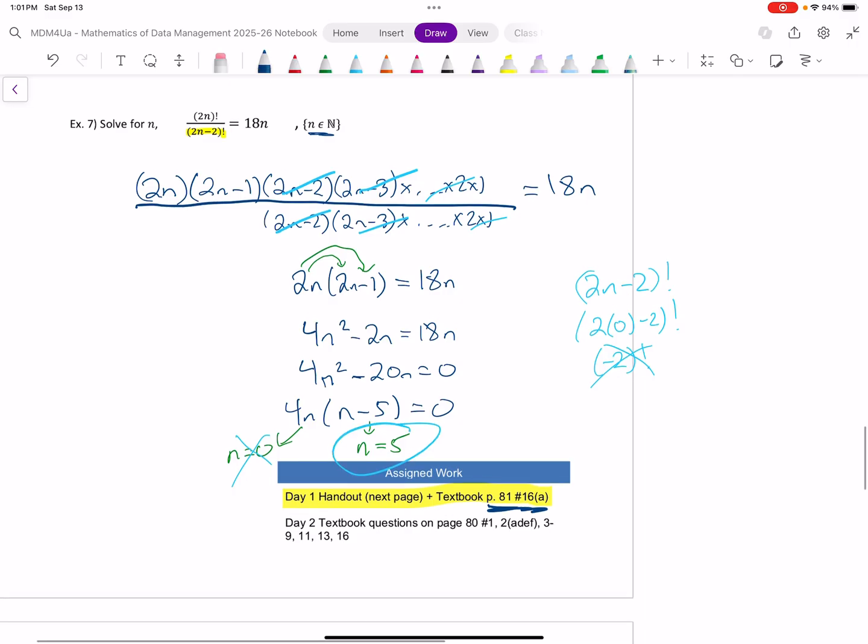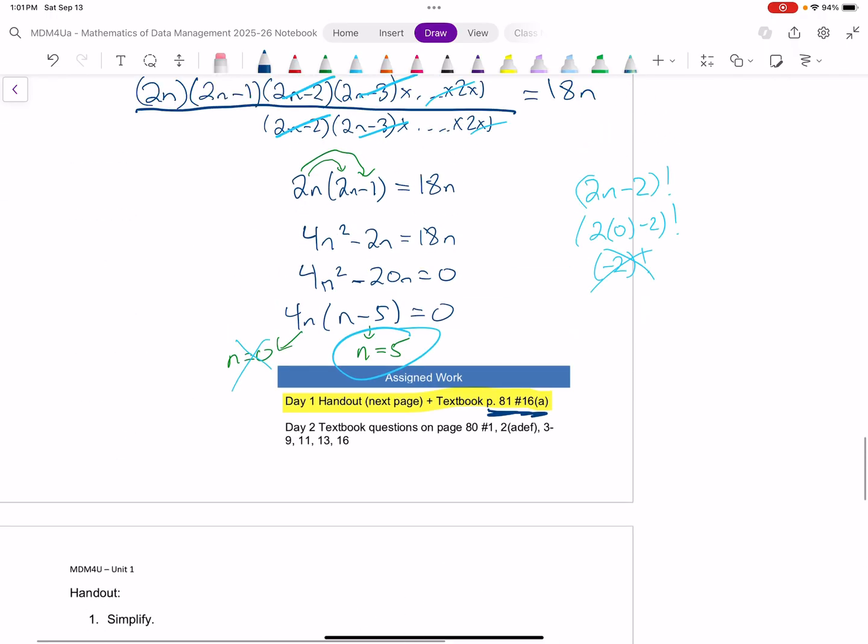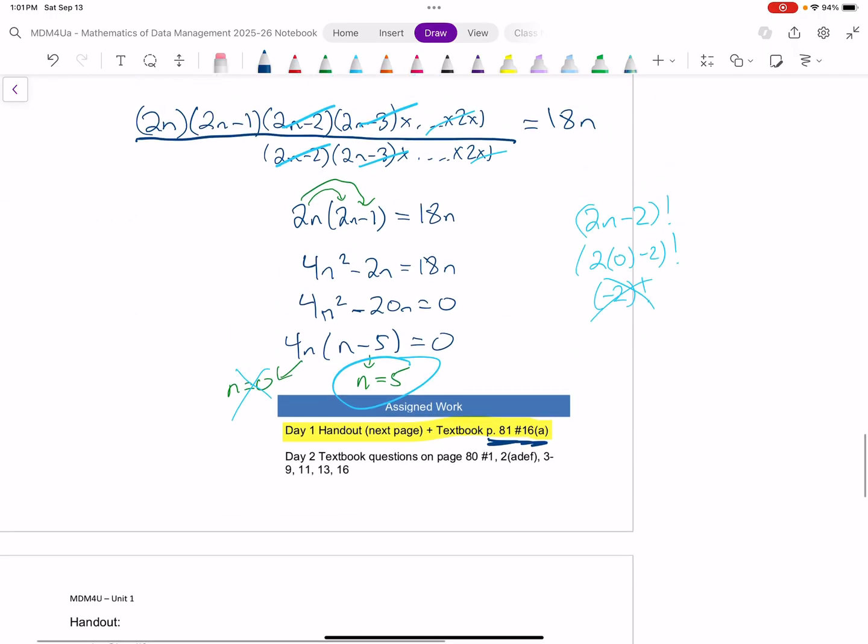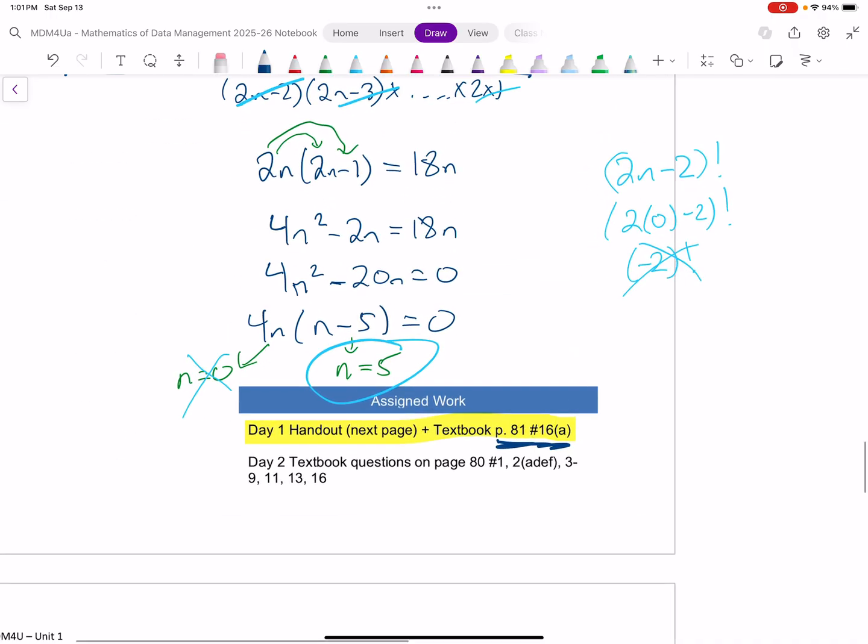Great. So try those practice questions on the next page, and then there are solutions in the content library, and then give the last one here from page 81, 16a a shot. And again, we'll do the day 2 stuff together in class.